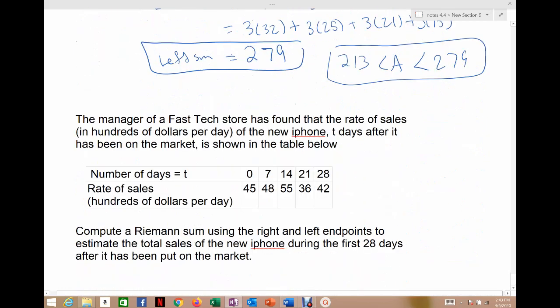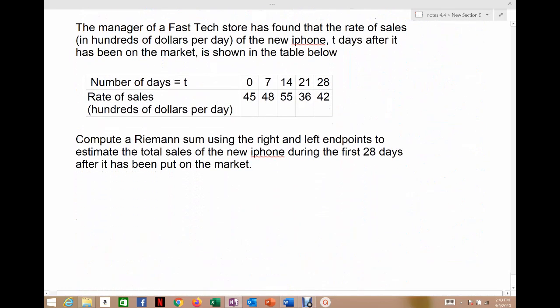All right, the last example, again, is similar to that. So again, suppose I have a tech store that found the rate of sales in hundreds of dollars per day for a new iPhone T days after it went on the market. So this is a lot like the first one we did. All right, so T is the number of days, so 0, 7, 14, 21, 28. The rate of sales would be 45 phones per day, 4,500 phones per day, 4,800 phones per day, and so on. Compute the Riemann sum using the left and right hand endpoints to estimate the total sales over the first 20 days. So again, area is what estimates the total sales.